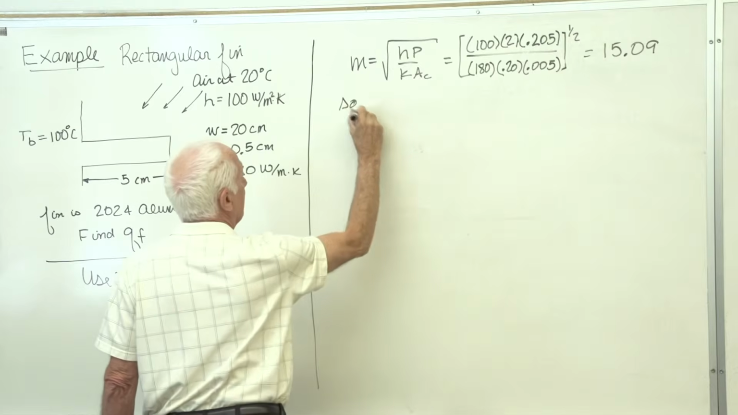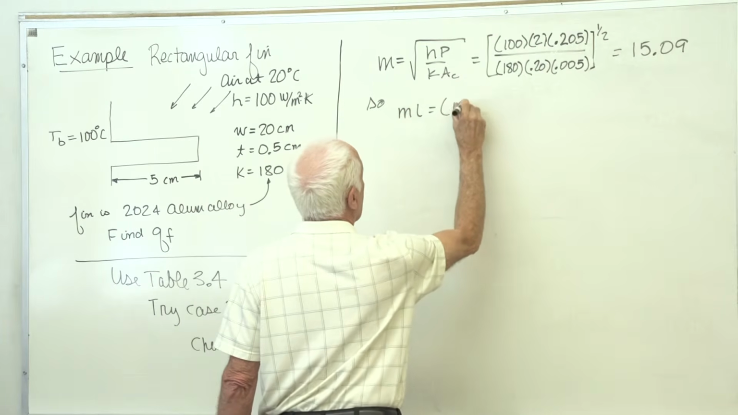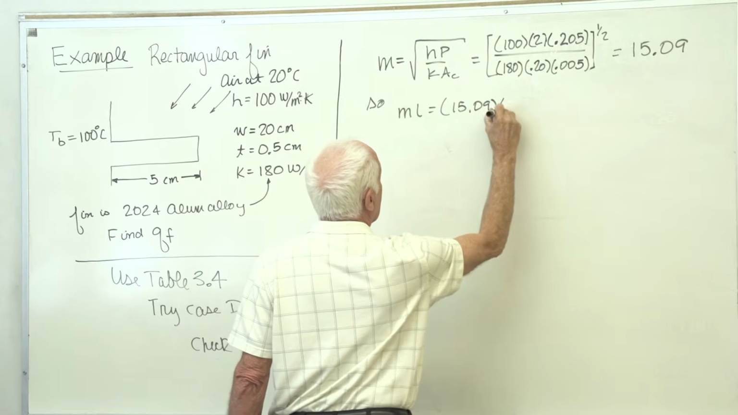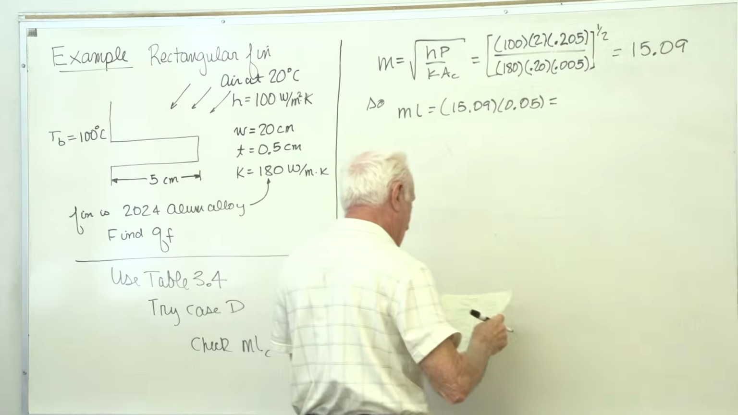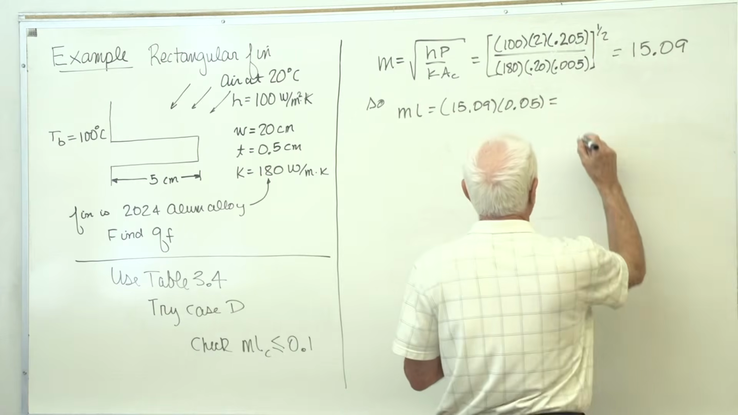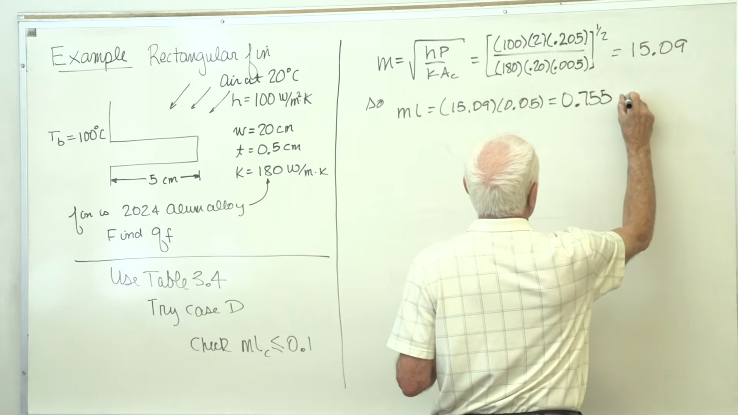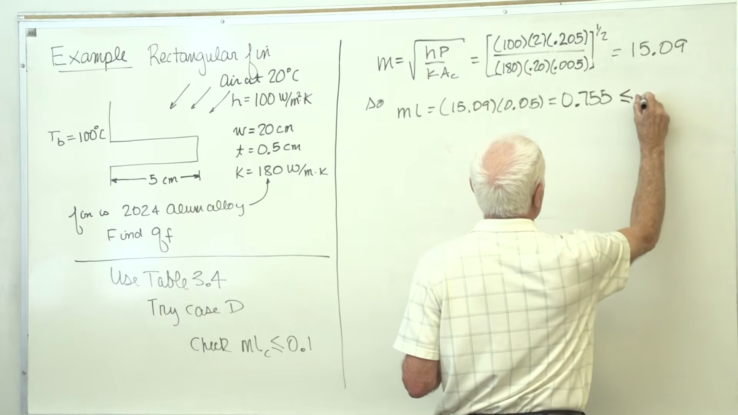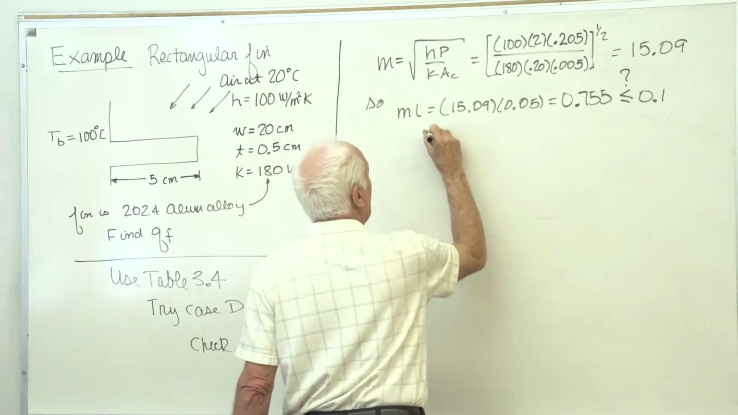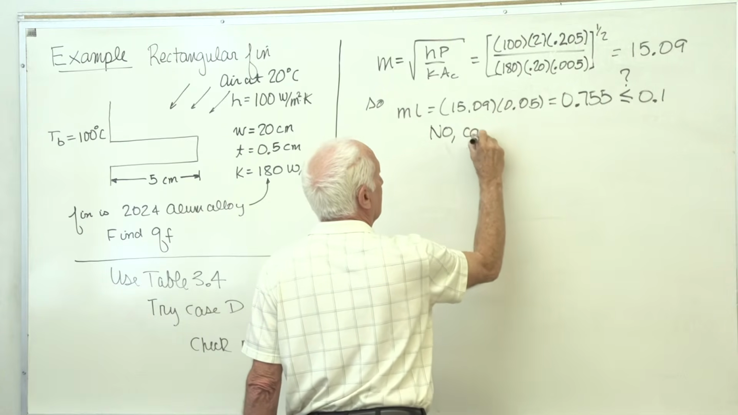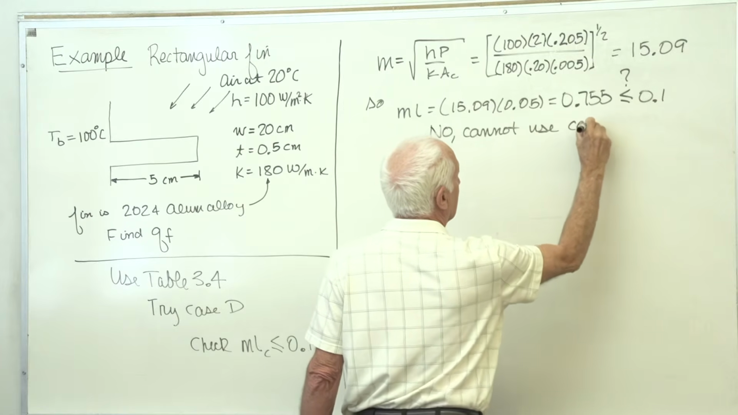So ML is equal to 0.755. No, cannot use case D.